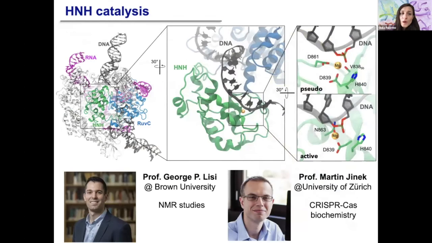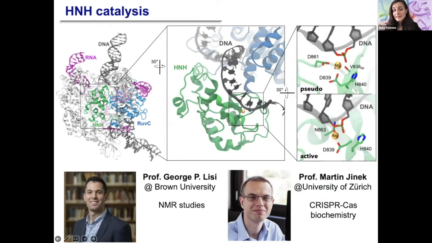We then moved to the understanding of the HNH catalysis. In this case, two catalytic sites were proposed. One site, we called it pseudoactive, and this definition was given a posteriori, because structures that were obtained in the absence of magnesium or by using experimental conditions that do not completely resemble the real case scenario suggested this active site in which this residue would point toward magnesium.